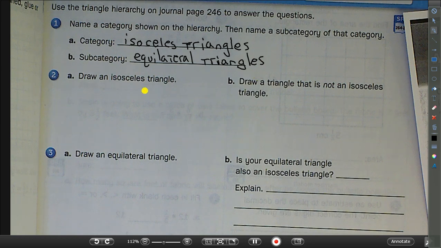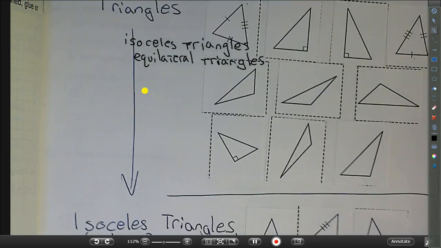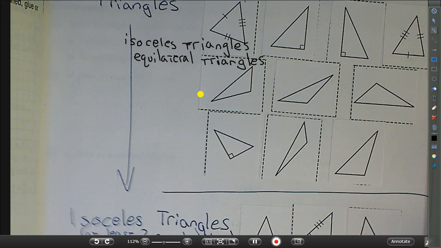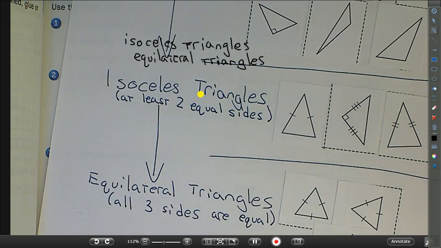They would like us to draw an isosceles triangle. So the isosceles triangles were the ones that had 2 or 3 equal length sides. So really, I could draw any of these 3 or the 3 below it that were equilateral triangles. Because remember, equilateral triangles are a subcategory of isosceles, which means they share the same characteristics of isosceles triangles.